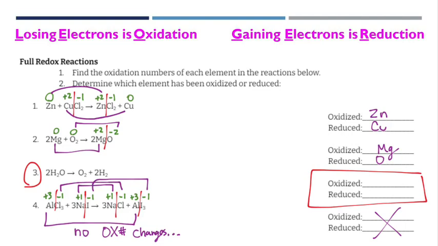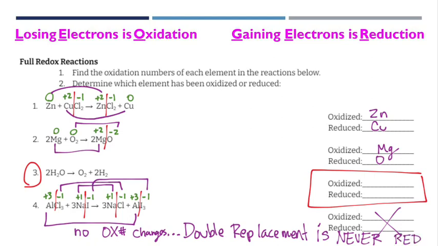And if you remember back when we were talking about redox as an application, you remember that not every single type of reaction is a redox reaction. There's one exception, one type of reaction that is never redox. And this is that type of reaction. This is a double replacement reaction. And double replacement is never redox. Actually, I'm just going to write, like I just said, is never going to be redox.